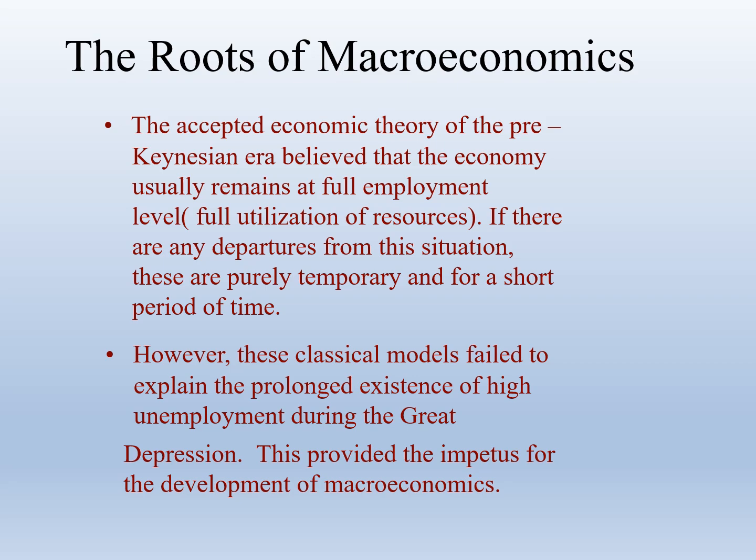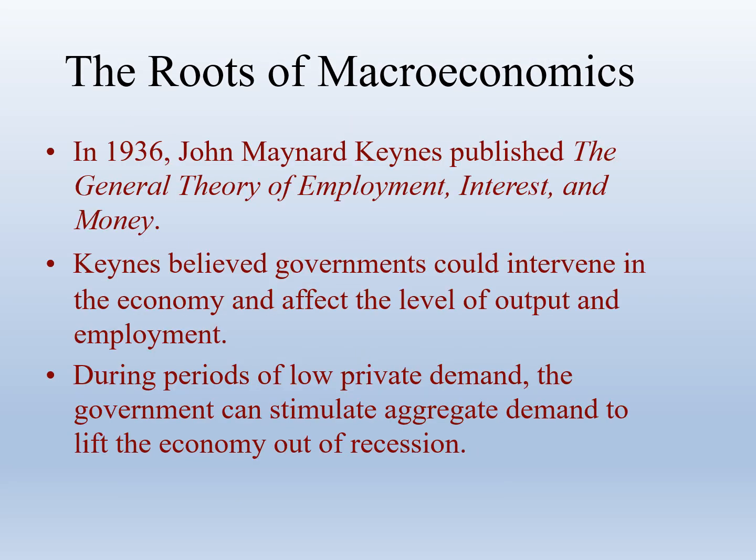However, this classical model failed to explain the prolonged unemployment. That means the first model was not able to hold its existence. But in 1936, John Maynard Keynes published the General Theory of Employment, Interest and Money. Keynes believed government could intervene in the economy. Whatever issue we are facing can only be resolved when government intervenes, and we can overcome the situation. Government can affect the level of output and employment. During a period of low private demand, the government can stimulate aggregate demand to lift the economy out of recession.